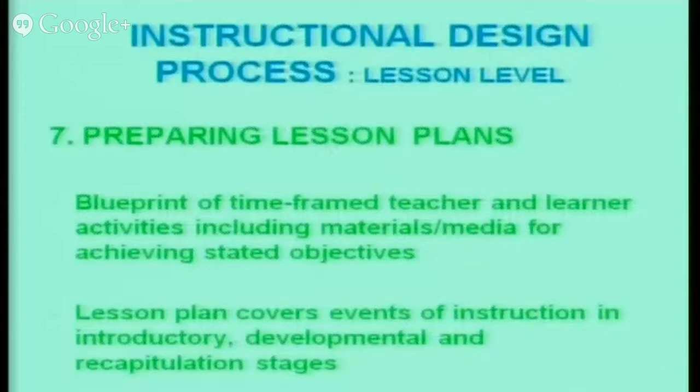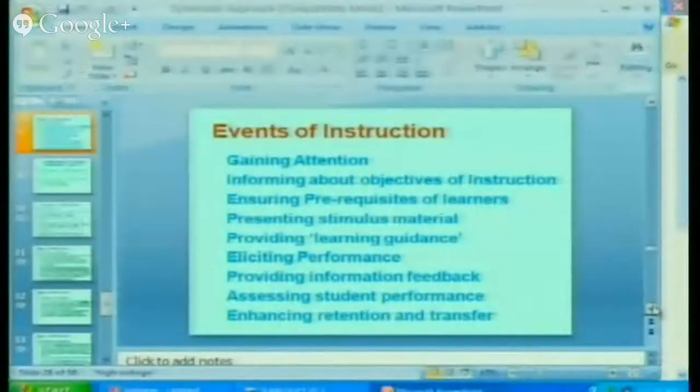So it's a blueprint of time frame, teacher and learner activities. We include both teacher activity and learner activity, including material and media for achieving the stated objective. And the lesson plan covers events of instruction in introductory, developmental, and recapitulation stages. And we will study these events of instruction in our next lecture. I'm not taking it up at this stage.